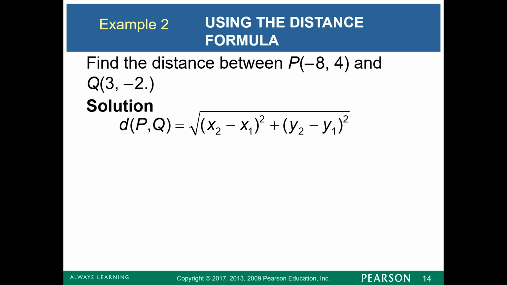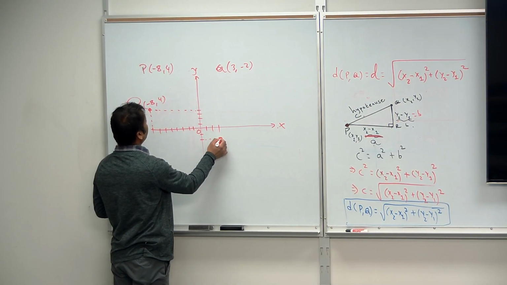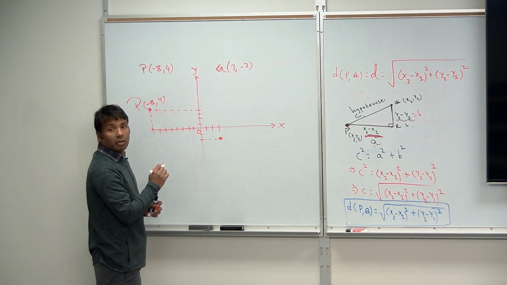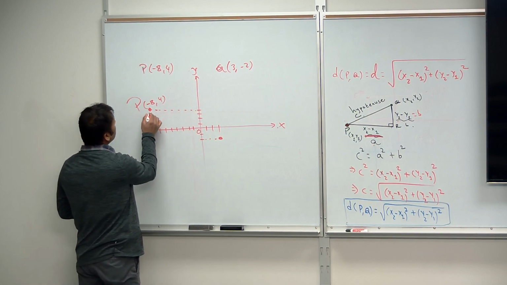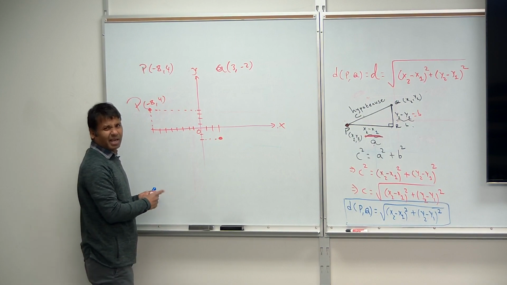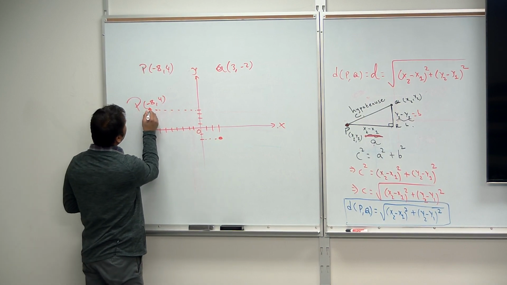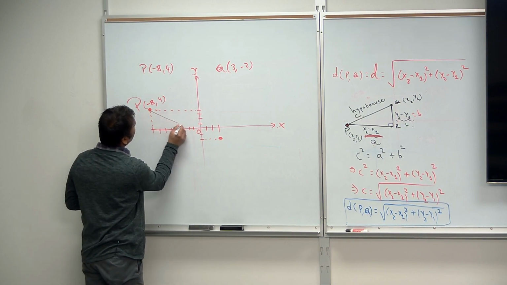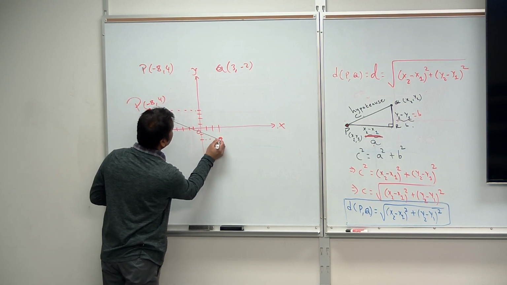Did you say that? And then Q (3, -2). So let's say this is your origin: 1, 2, 3, negative 2, 1, 2. So right here somewhere. Are you with me, guys? Now you need to find the distance between these two points, right? You don't have to draw, like I just showed you. So you are trying to find the distance between these two points.